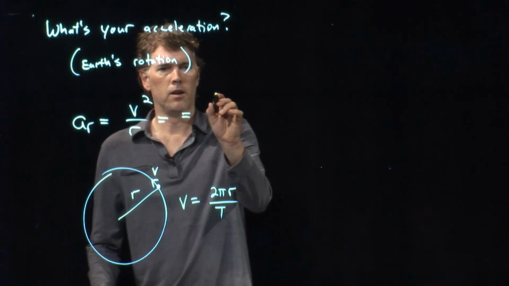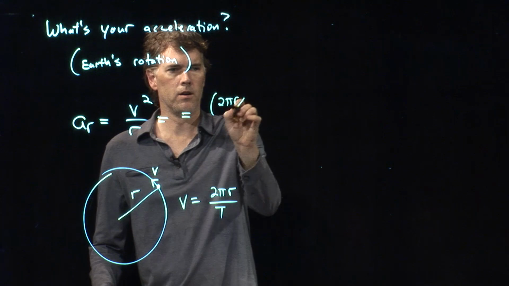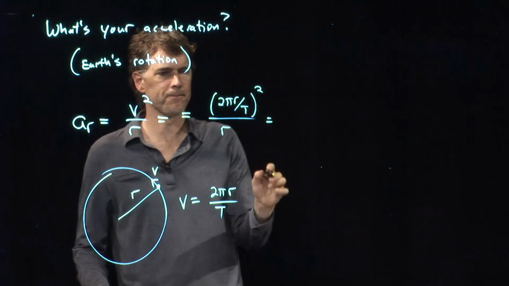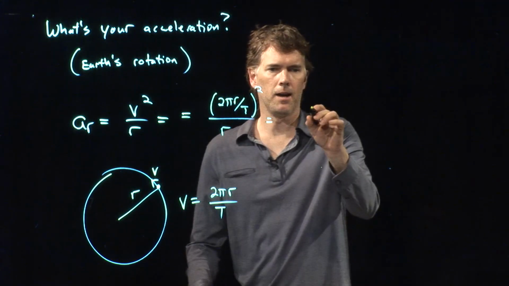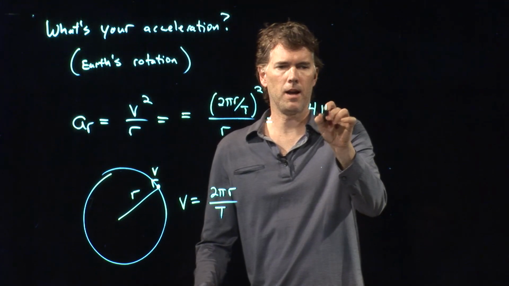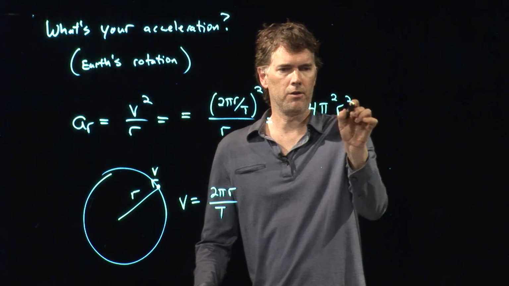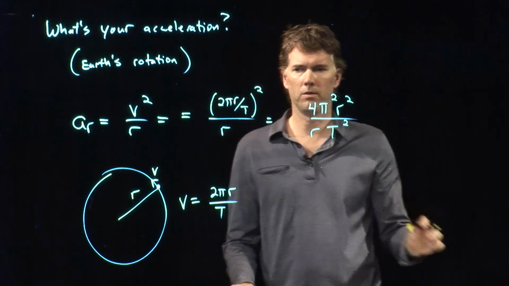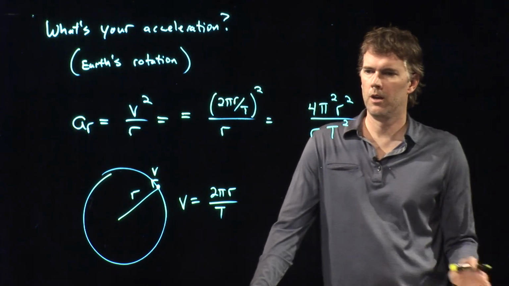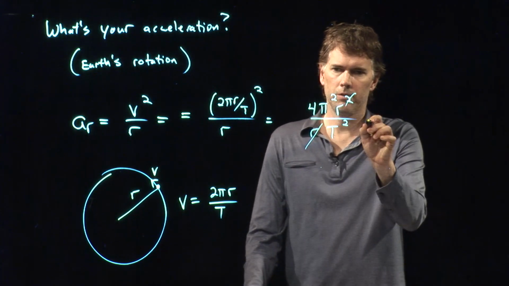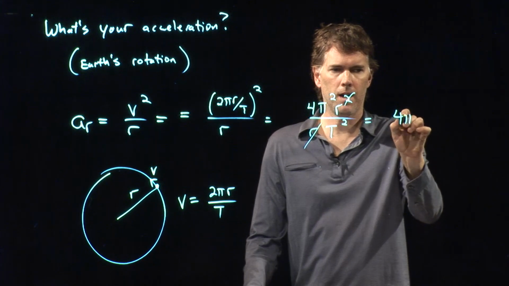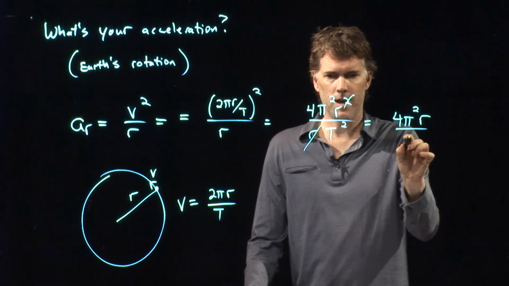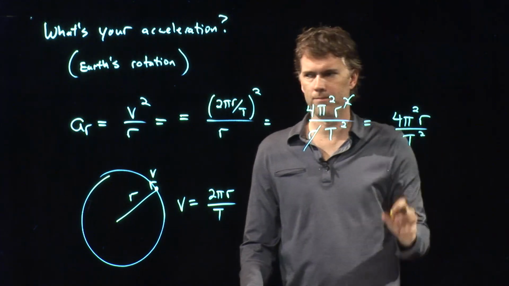We've got 2 pi r over T, quantity squared. We're going to divide by r. And now look what happens. We've got a 4, we have a pi squared, we have an r squared, we have an r in the bottom. That capital T slips into the bottom with a squared on it. We can cancel one of the r's, and we get 4 pi squared times r divided by T squared.